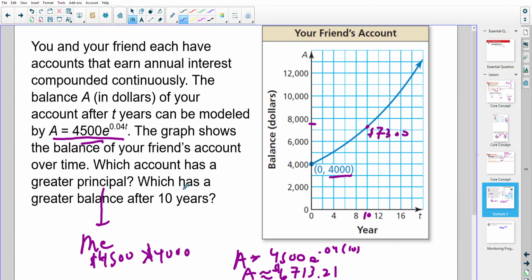So which one has the greater balance after 10 years? Your friend. Hopefully they'd go out and buy you some lunch because they have more money than you at that point. But you'd have to still be their friend after 10 years. So that is continuously compounded interest, which is a formula that involves Euler's number.